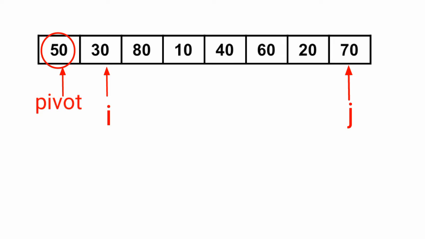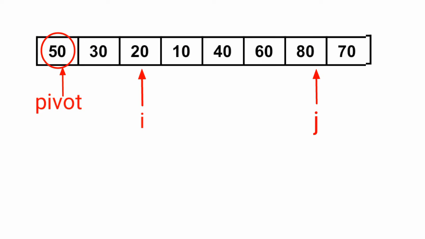So here, since 30 is less than 50, i moves to the right, and then since 80 is greater than 50, i stops moving rightwards. Now, since 70 is greater than 50, j moves to the left, and since 20 is less than 50, j stops moving to the left. When i and j stop moving, the elements at these positions are swapped.